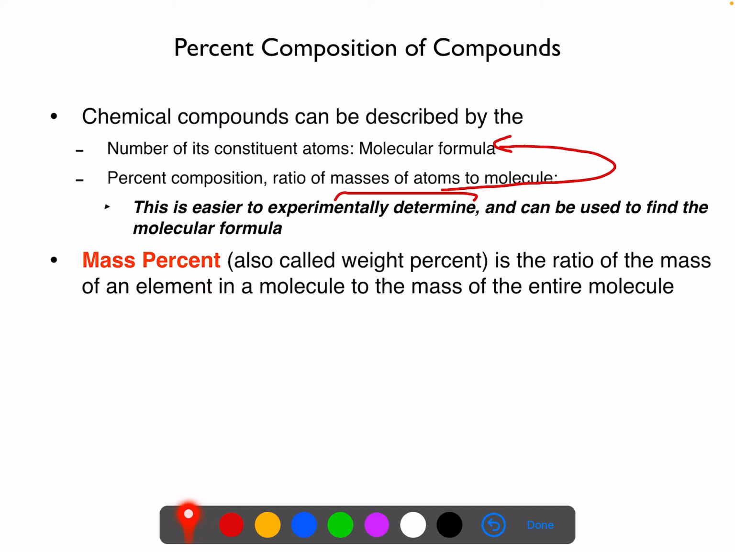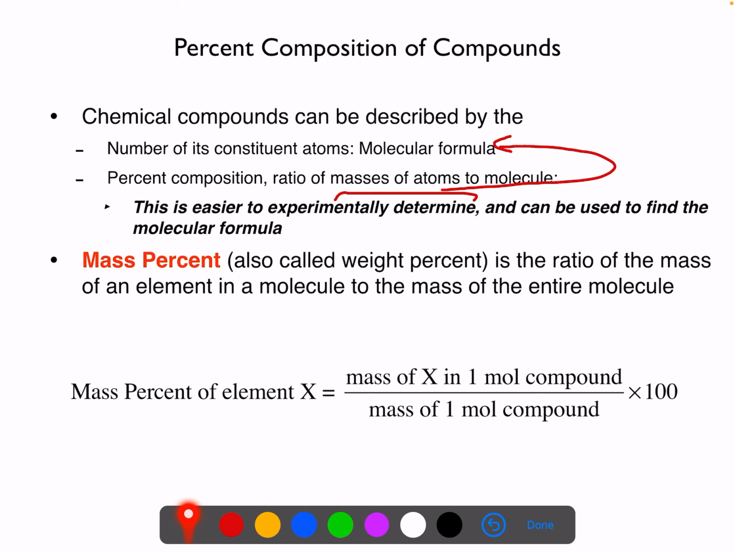The mass percent, also called weight percent, is the ratio of the mass of an element in a molecule to the mass of the entire molecule. So in a formula, the mass percent of element X is the mass of that element X in 1 mole of the compound over the mass of 1 mole of the entire compound times 100 to make it a percent. Let's look at an example of this.